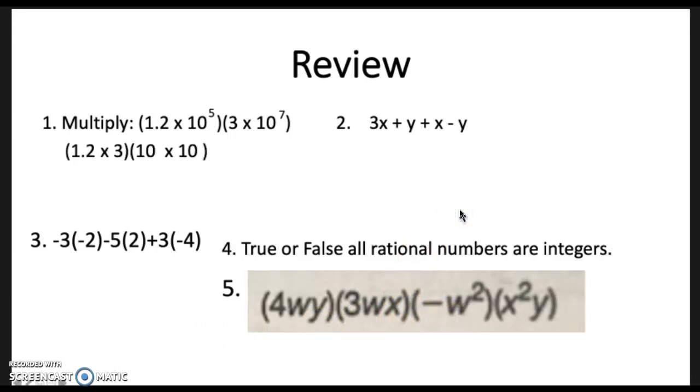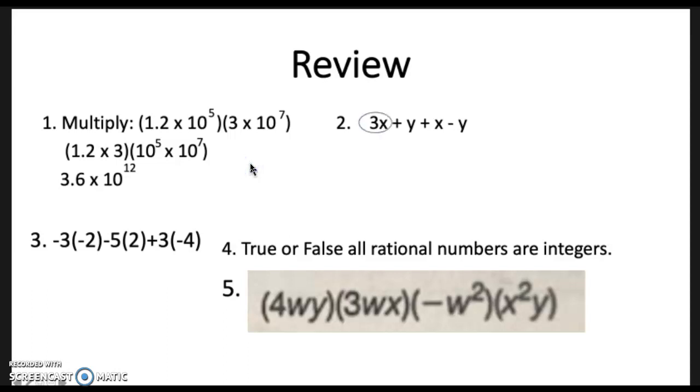So remember, because of the commutative property of multiplication, we can change our numbers around and still get the same answer. But we want to change not the order of the numbers, we want to switch what group they're in. So that's actually the associative property. So we're going to group the 1.2 and the 3 together, and then we're going to group our 2 10s together. And don't forget your exponents. Now we can multiply 1.2 times 3, and then since we have the same base, we're going to multiply the numbers and add the exponents.